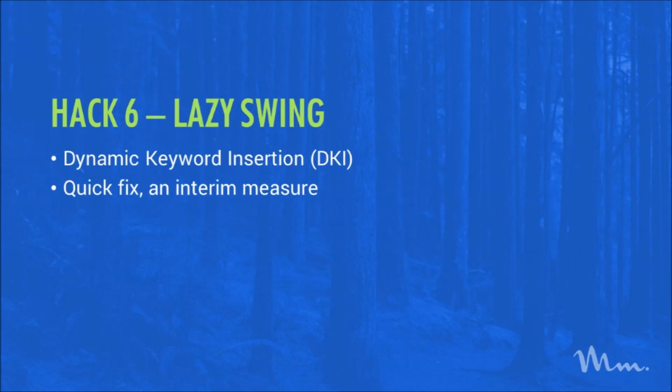Hack 6 is the lazy swing. I was a little bit reluctant to put this one in, but I'll be honest with you, if you've got a big account, it's a quick fix, it's a quick win. So DKI, dynamic keyword insertion, is a sliver of AdWords code you put in your ad headline or description. Most people use it in the headline, which inserts, where there's appropriate space, the user's search term into your ad. And of course that increases the relevance and gives your click-through rate a boost.